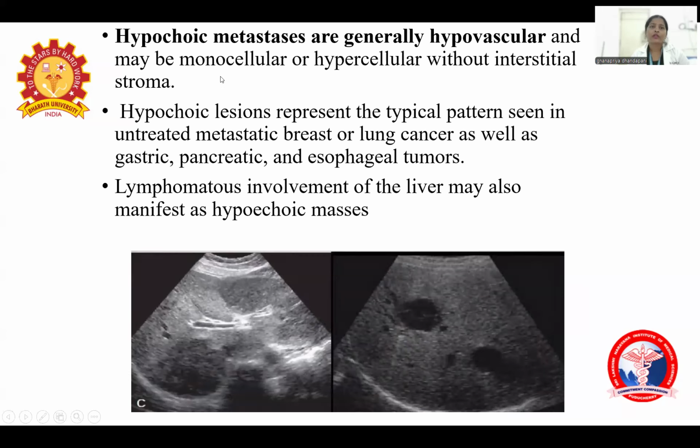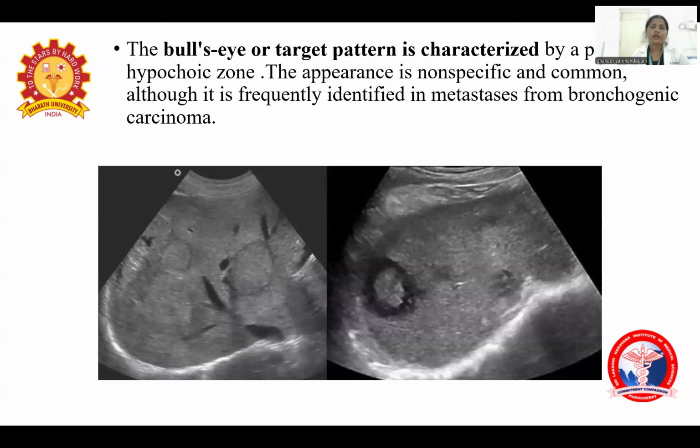Hypoechoic metastases are usually hypovascular. They can be hypercellular without any stroma. Hypoechoic lesions represent the typical pattern seen in untreated metastatic breast or lung cancer, as well as in gastric, pancreatic, or esophageal tumors. Lymphoma involvement also presents as hypoechoic masses. The bullseye target pattern is characterized by a peripheral hypoechoic zone like this. This appearance is usually non-specific, but it is frequently identified in mets from bronchogenic carcinomas.